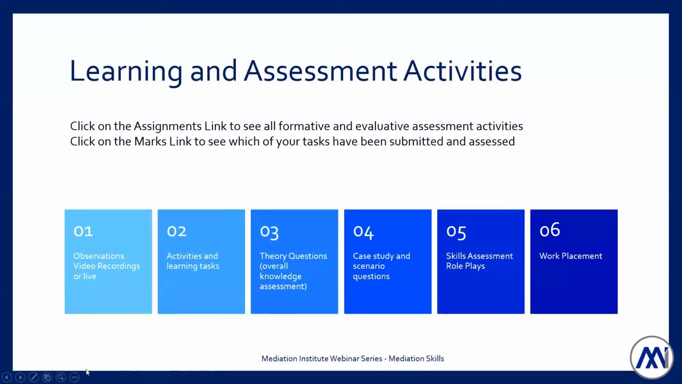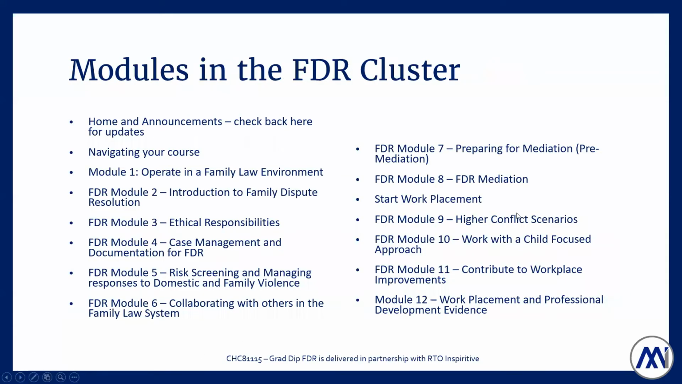So there's a range of different tasks. I've got a more detailed slide about that. These are the modules in our Family Dispute Resolution cluster. So these are the core units. There are 12 modules in that course, which make up those 6 units. So it's quite a big course. You'd probably be thinking of maybe 9 months to complete part-time, and it does include your work placement.